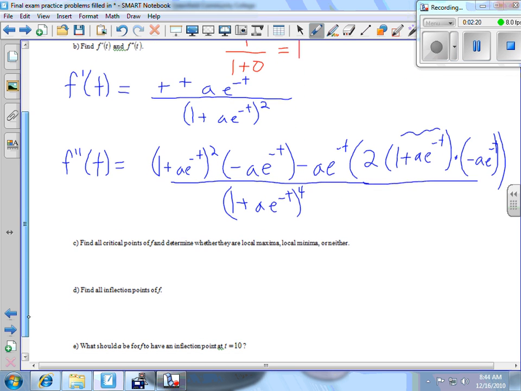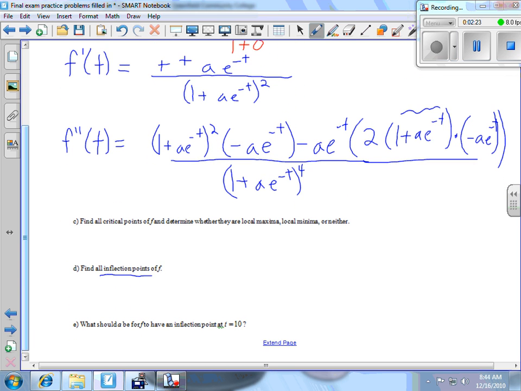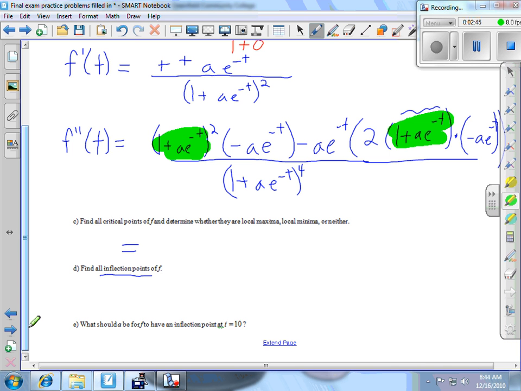But given that later on here it asks us to find inflection points, it seems like it's in our best interest to simplify that derivative. So let's go ahead and do that. Okay, so I guess we can factor some stuff out. What can we factor out here? I can take out a 1 plus ae to the negative t, because that's in both. And I can also take out an ae to the minus t, because that's in both. So let's see what we get when we factor those two things out.